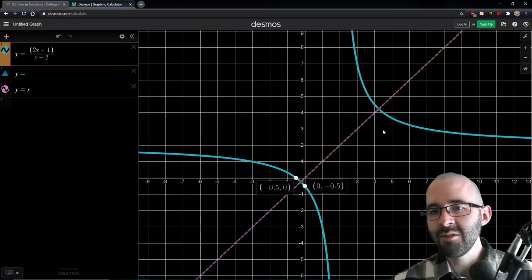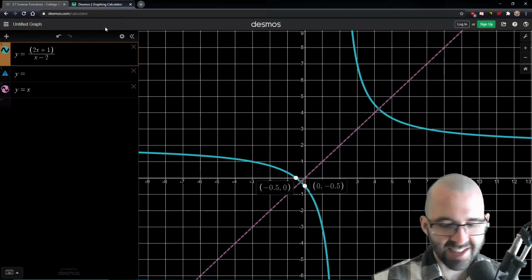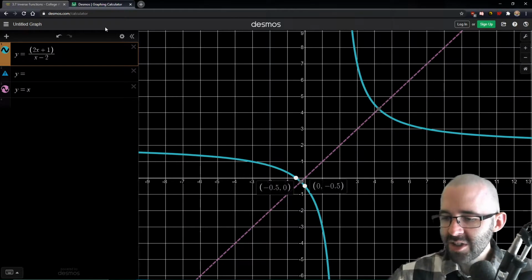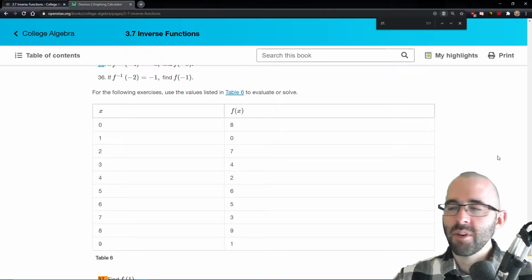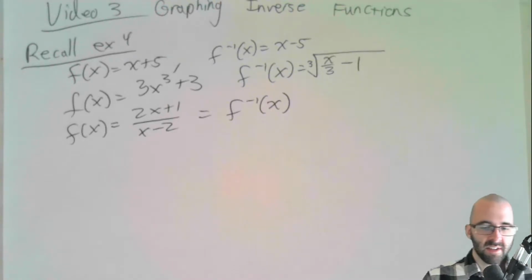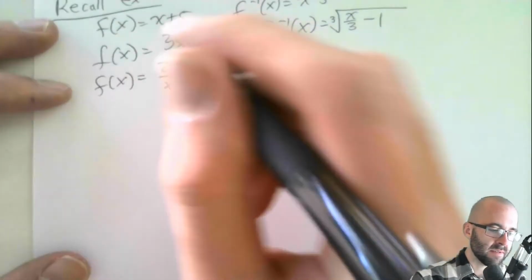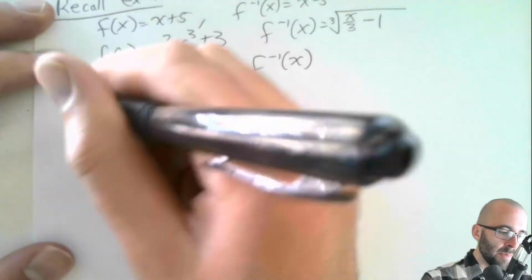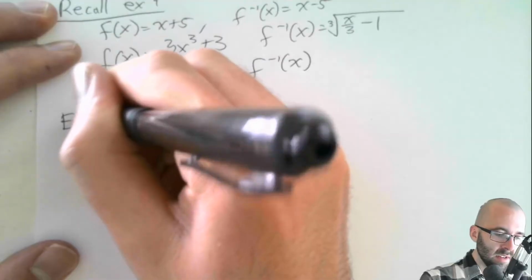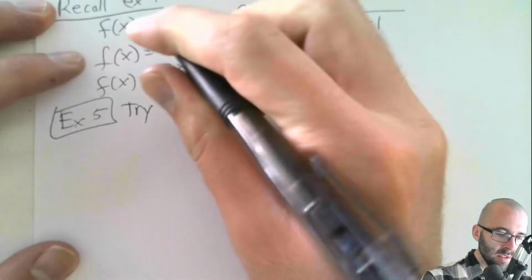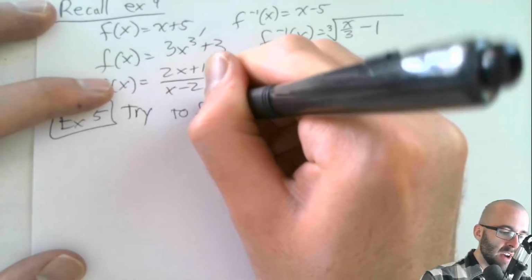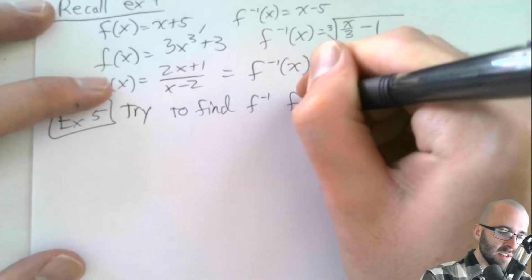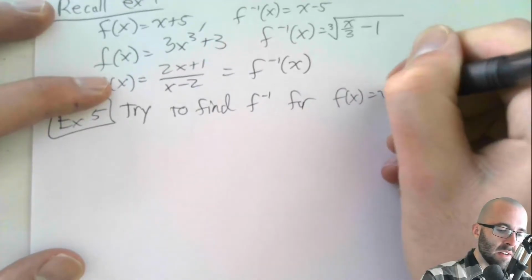Visually, they're very visually, I don't want to say stimulating, that's kind of a weird word, but very visually satisfying, I think. So let's go one step further with this. Let's tie it all together. So, example 5. Talk more about graphical applications of things. Try to find f inverse for f of x is equal to x squared.